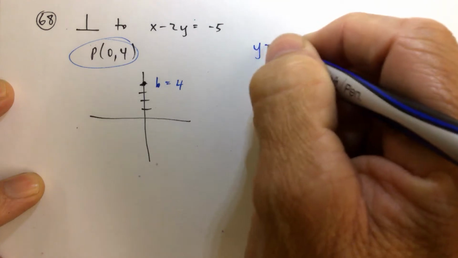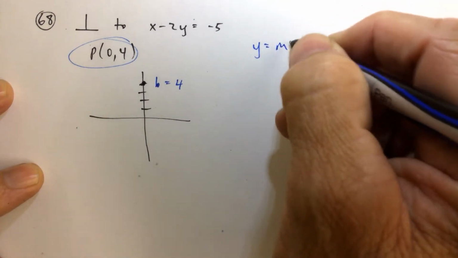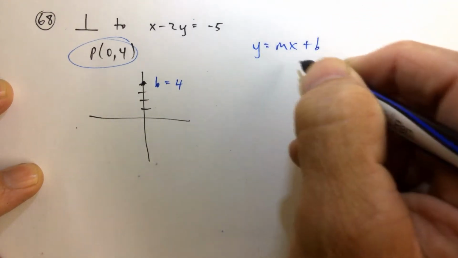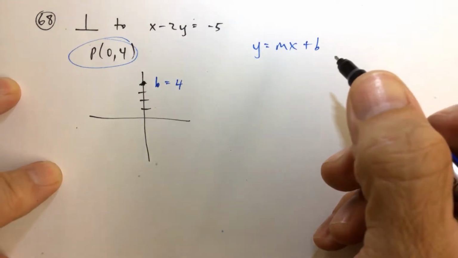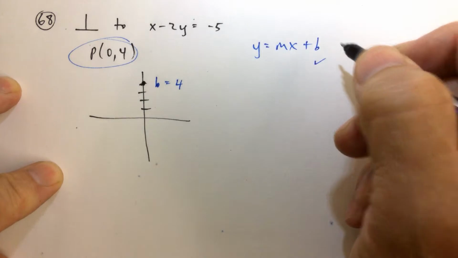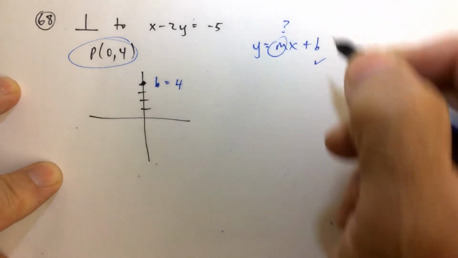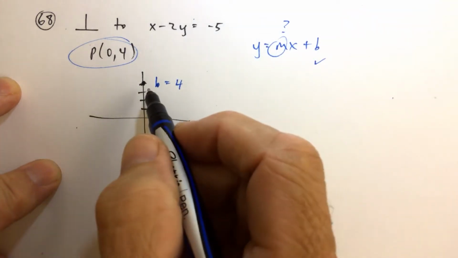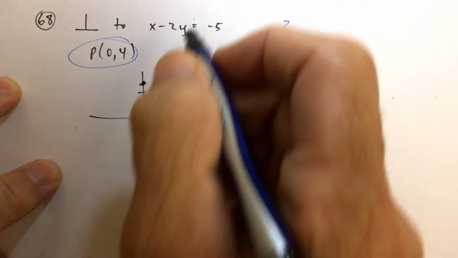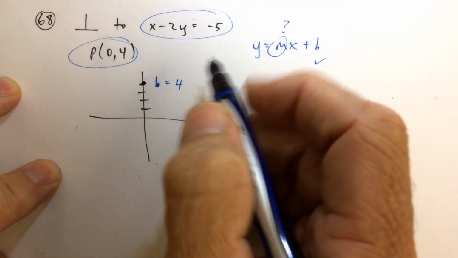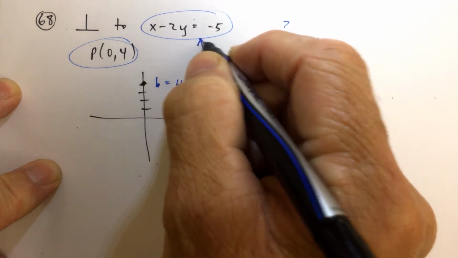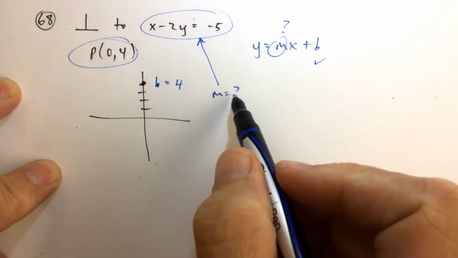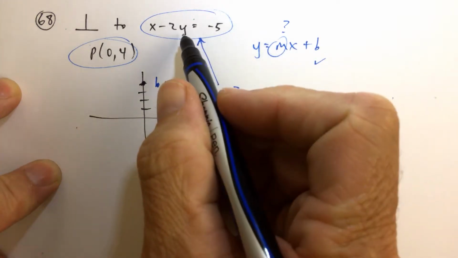Y-intercept, b equals positive 4. So if I know my equations of lines, I know that the easiest of the three types of equations of lines would be the slope-intercept form. So I already have the y-intercept. All I need is the slope. So if my line goes through that point and it's perpendicular to this line, then I know if I can come up with the slope of this line, then I just take the negative reciprocal for the slope of the line perpendicular to that line.